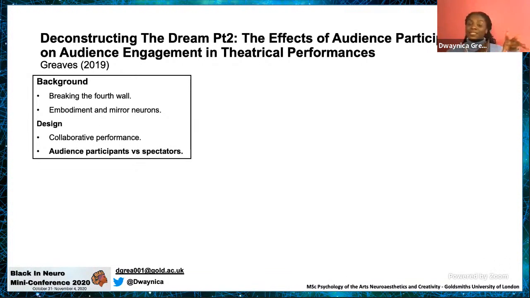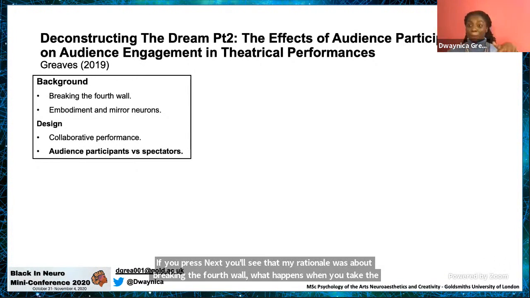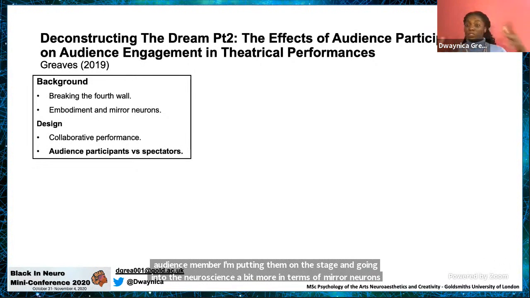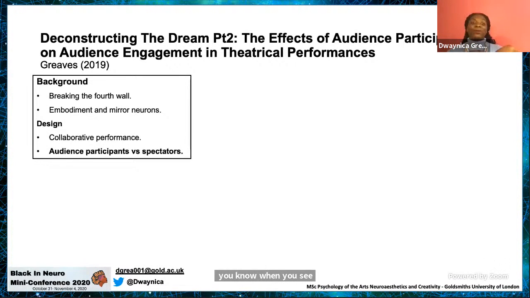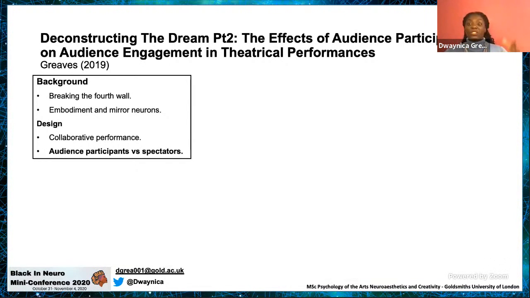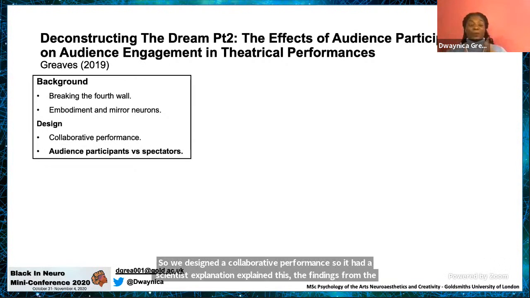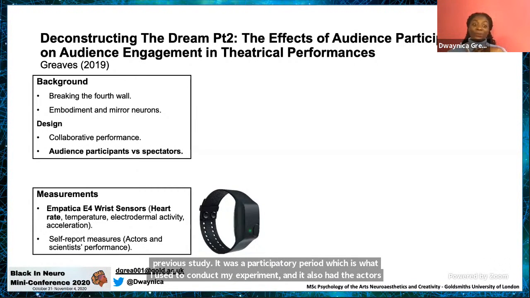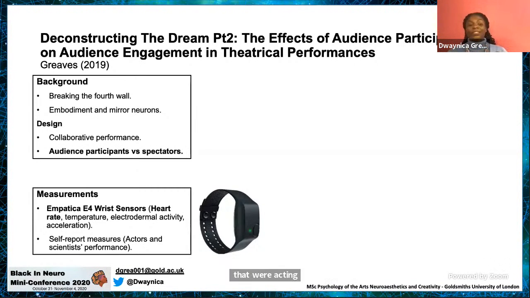It had a scientist explanation explaining the findings from the previous study. It also had a participatory period, which is what I used to conduct my experiment. And it also had actors acting out a deconstructed version of A Midsummer Night's Dream, hence the name of the whole project. I was looking at audience participants versus spectators: the participants went on the stage and the spectators were the ones that sat in their seats. If you press next, you'll see that I used the Empatica E4 wrist sensors. This company focuses on health tech, and this specific device is used by researchers to collect all this data.